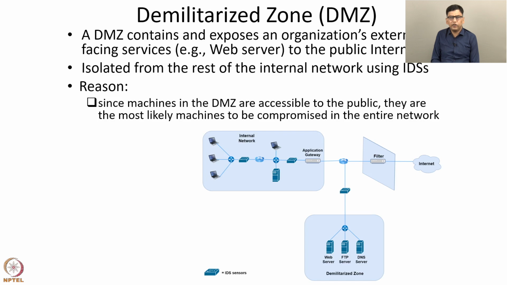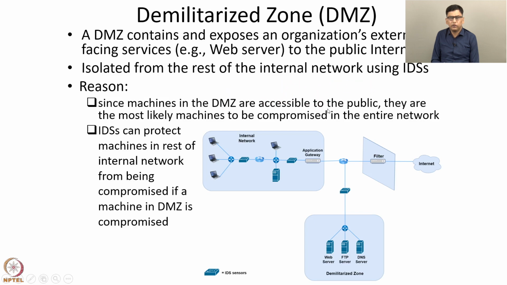But these events are rare. The most likely way in which a host can get infected is if some users in the internet send some malicious traffic. But such malicious traffic can only reach the demilitarized zone, not the high security region. So thus, machines in the DMZ are accessible to the public, and hence they are the most likely machines to be compromised in the entire network.